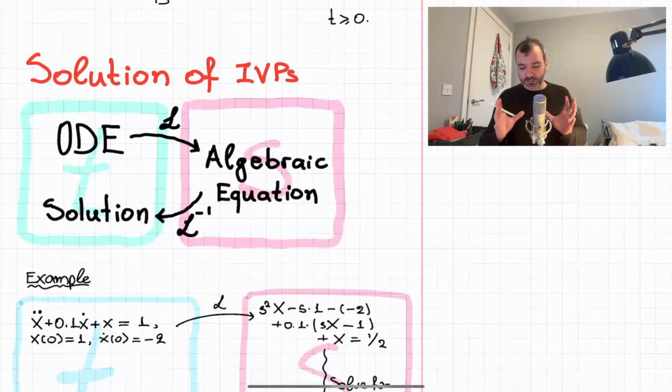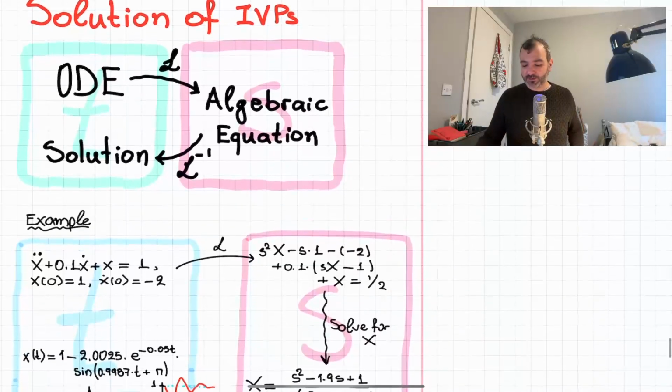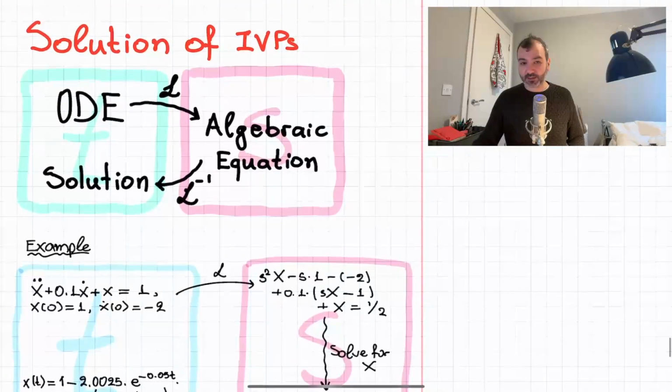Now, to summarize everything and see how we can apply these things when it comes to solving initial value problems, let's have a look at this figure once again. You start with your ODE, you apply the Laplace transform, you end up with an algebraic equation, and then you take the inverse Laplace and you have your solution. So let's see this in action.